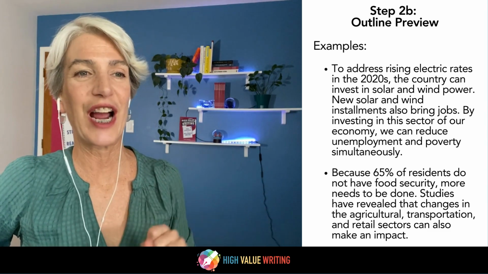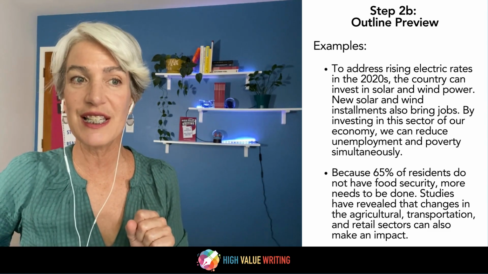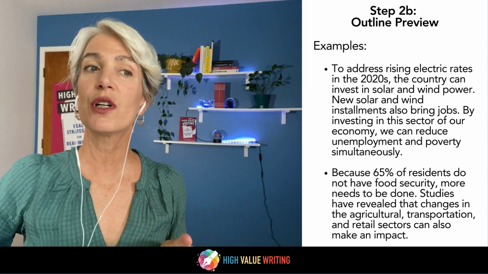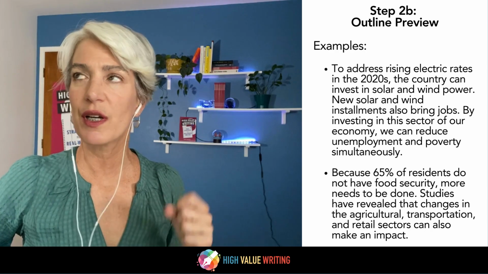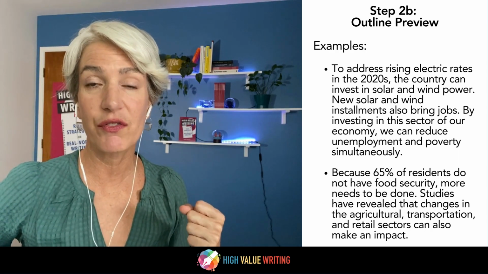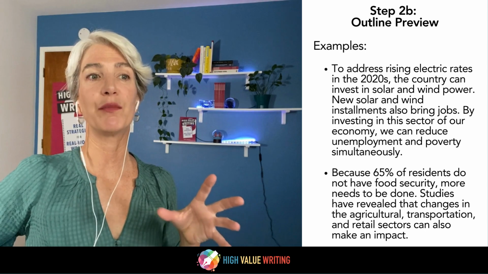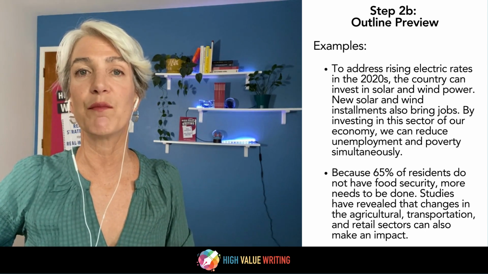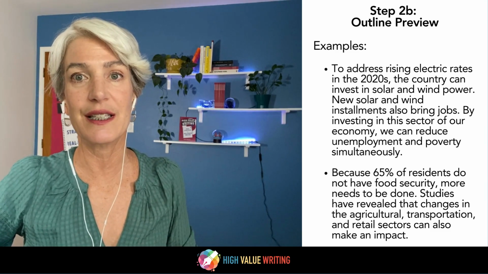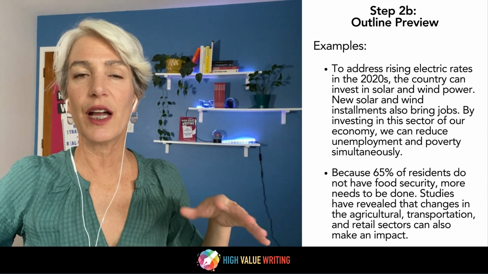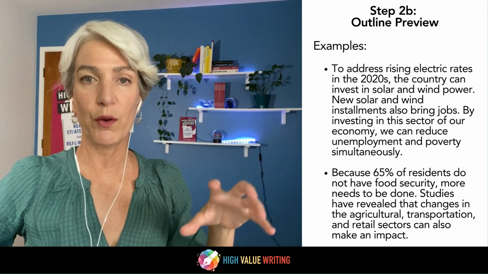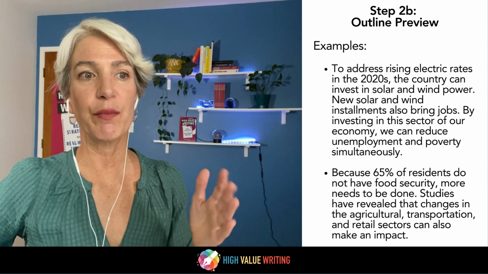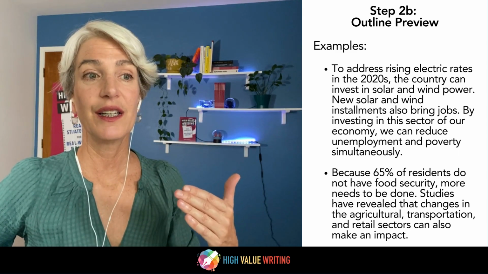To address rising electric rates in the 2020s, the country can invest in solar and wind power. New solar and wind installments also bring jobs. I'm sensing a paragraph or a section of the paper ahead about employment, right? By investing in this sector of our economy, we can reduce unemployment and poverty simultaneously. Again, you can look in there and kind of imagine as a reader, what will I be learning throughout this paper? I still haven't done my thesis yet, but I've gotten readers ready.